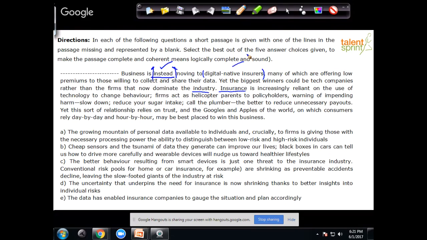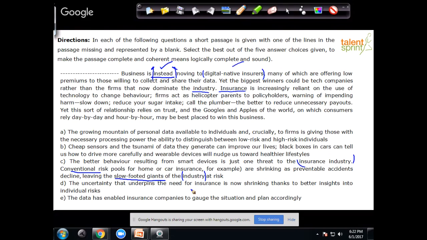So one of the clue words from the given options is obviously C, because it has something that is conventional, something that is traditional. The better behavior resulting from smart devices is just one threat to the insurance industry. We know we're talking about that industry only. Conventional risk pools for home or car insurance, for example, are shrinking as preventable accidents decline, leaving the slow-footed giants. That's another clue word for you. It is an adjective describing the industry. So, slow-footed giants moving to something fast-paced, digital. That's one way to look at it.